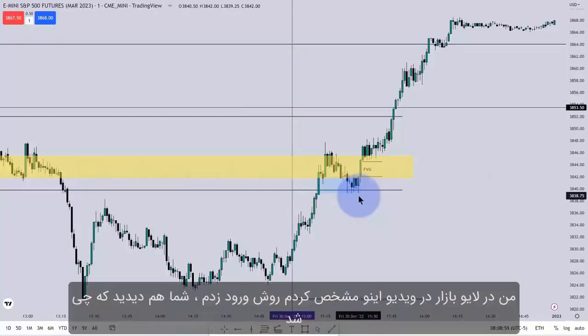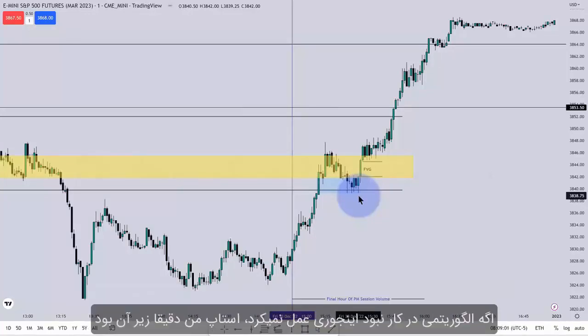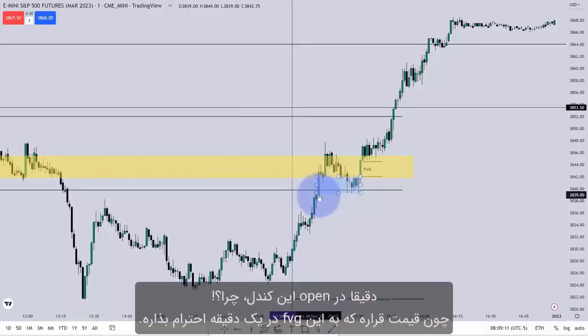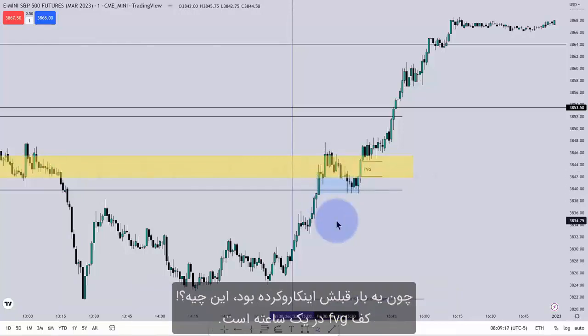I outlined it real time. It was recorded. It was executed on. And you've seen the delivery. Okay? If there was not an algorithm, price wouldn't do that. My stop loss was placed just below here, right at that candle's opening. Why? Because it's going to respect that 1-minute fair value gap, because we've already did what?